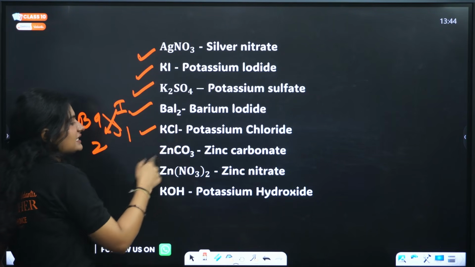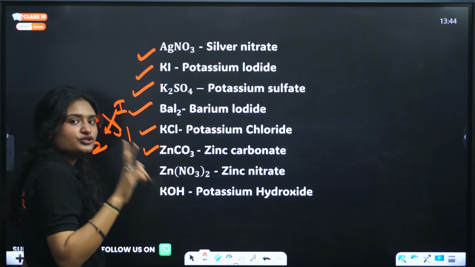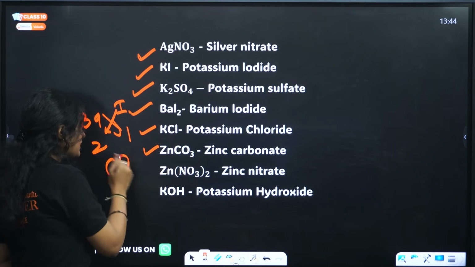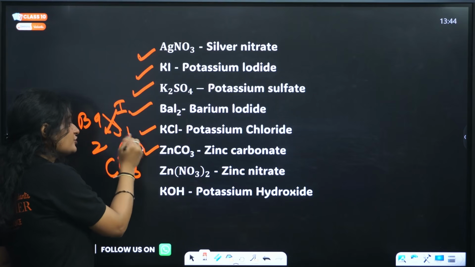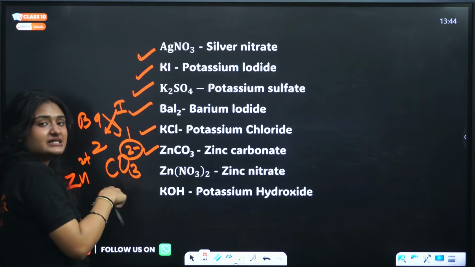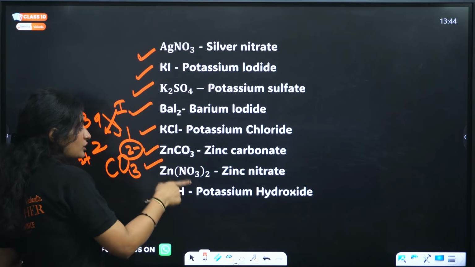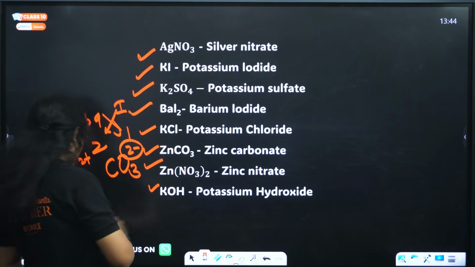Potassium chloride, KCl, zinc carbonate, ZnCO3. Carbonate is a polyatomic ion, CO3 2 negative, with a valency of 2, and zinc is 2 positive, with a valency of 2. If you crisscross them, you get ZnCO3. Zinc nitrate, Zn(NO3)2, potassium hydroxide, KOH.